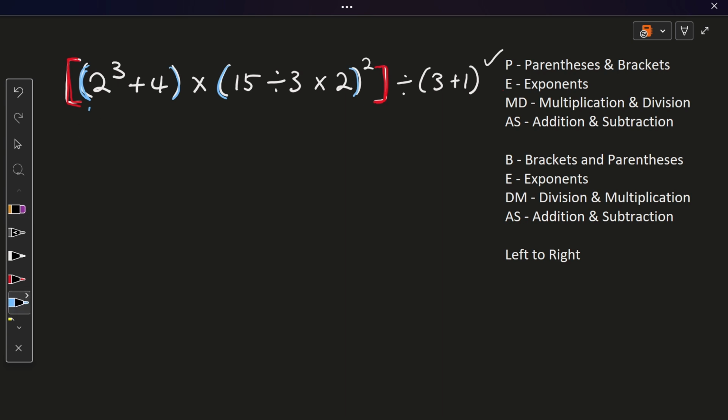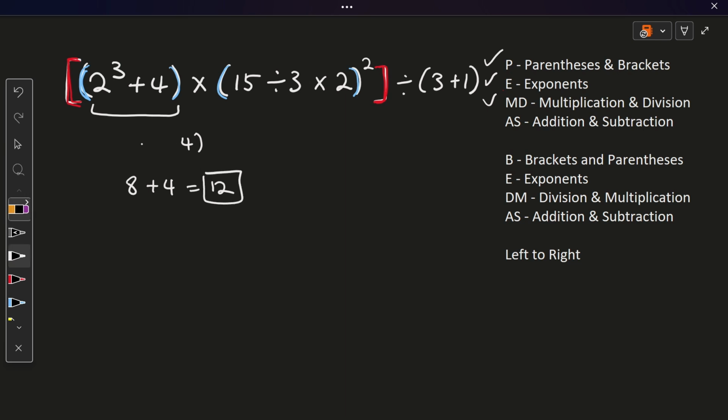So within this inner bracket, are there any more sets of brackets or parentheses inside? No, there are not. Are there any exponents in this first bracket? Well, there are. We have 2 to the power of 3, which is equal to 2 times 2 times 2, plus 4. So we've converted our exponents into multiplication operators. And so what is 2 times 2 times 2? Well, 2 times 2 is 4, 4 times 2 is 8. And so we have 8 plus 4, which equals 12. And so the final value of our first bracket here is 12.